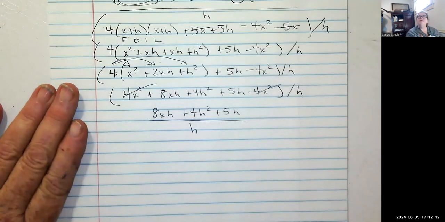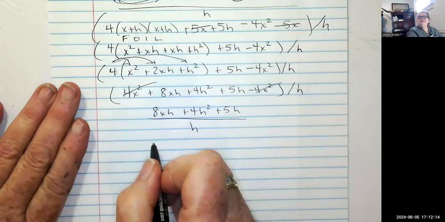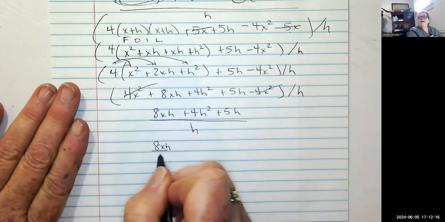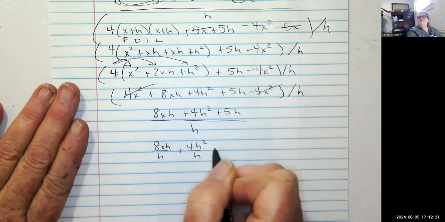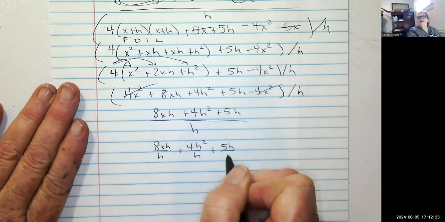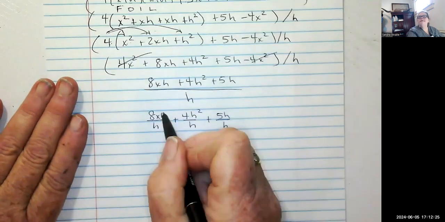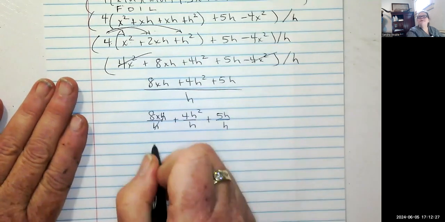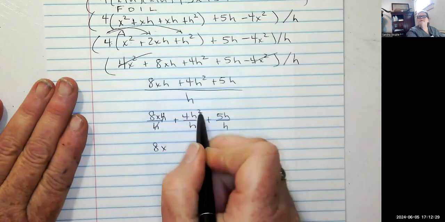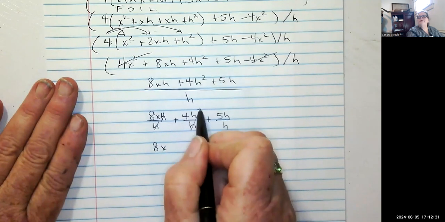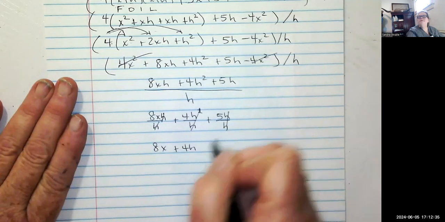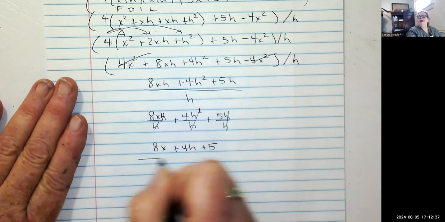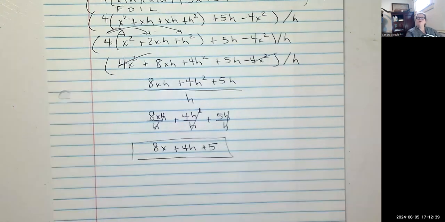is I like to take each one of these and put them over h. I find that students make fewer mistakes if you do that. So 8xh over h plus 4h squared over h plus 5h over h, okay? These 2 h's reduce, and it leaves us with 8x. These reduce and give us just 1 h in the numerator, so plus 4h. And then these 2 reduce, and we're left with just 5. That is the difference quotient.